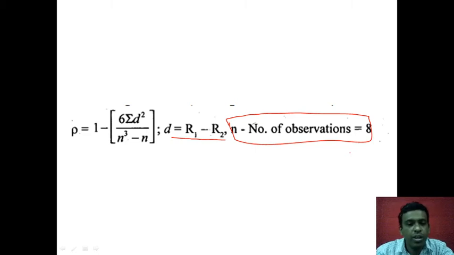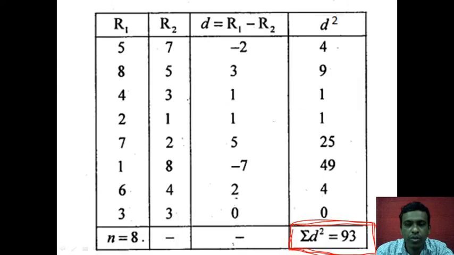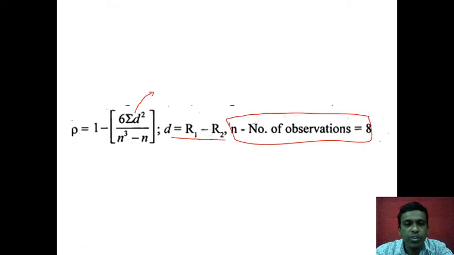So we know this value, 1 minus 6 summation d square. What is summation d square? We have got, let's go to the previous slide and see what we have got. We have got it as 93 down at the bottom. So this becomes 6 into 93 once you substitute.